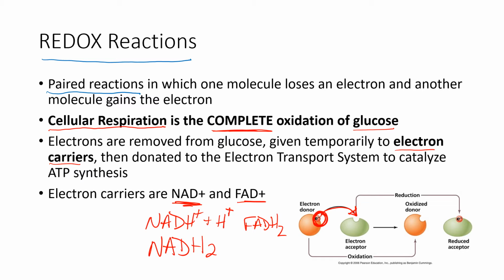So those electrons are donated to these electron carriers, and the electron carriers will ultimately take them to the electron transport chain, or the ETS, where those electrons are used to catalyze ATP synthesis. Sometimes respiration is called the NAD cycle, because all it really is is a series of redox reactions where we remove electrons from glucose in a stepwise fashion, give them to the electron carriers, and then the electron carriers take them to the electron transport system.